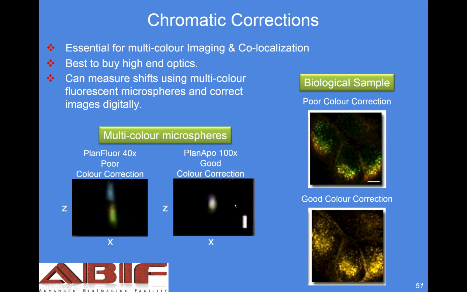If you don't have a lens that meets these criteria, what you can do is image these multicolor beads and then digitally correct the images after you collect the data sets. In a biological sample, this would be an example of poor color correction where it looks like there's independent green and red signal and some area of yellow, whereas when you have good correction, you would find that these structures are actually colocalized.